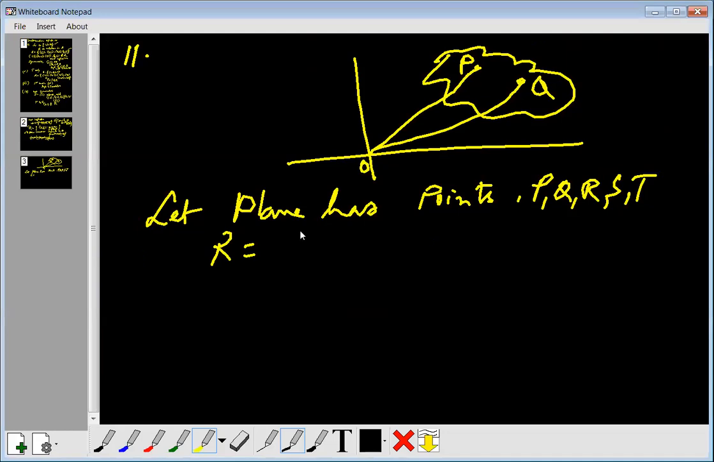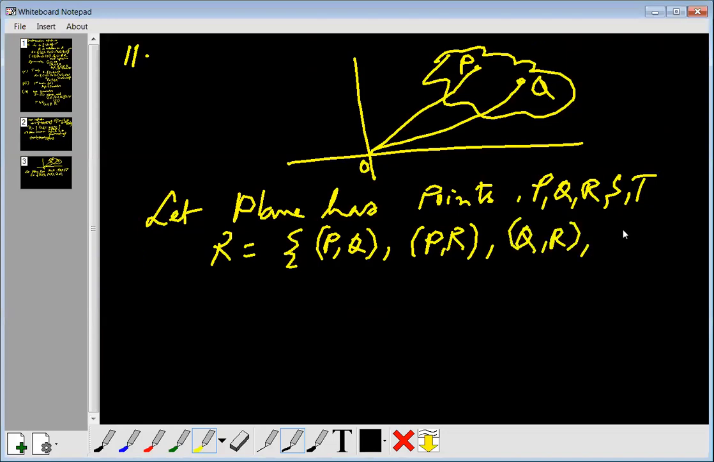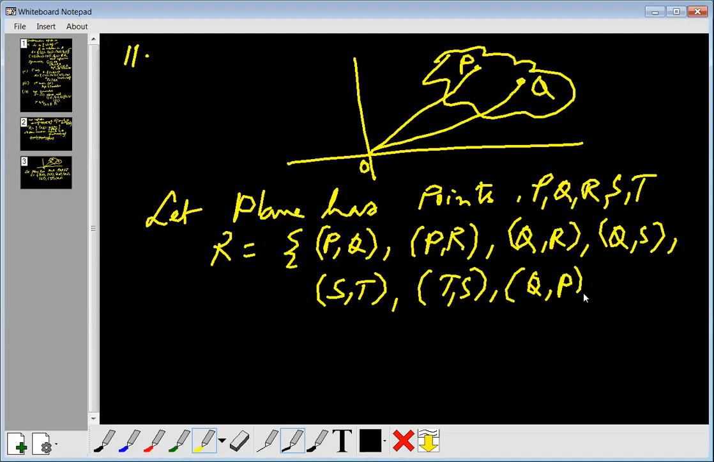The relation R, you have PQ and you have PR and you have QR and you have QS and you have ST and you have TS and you have QP, and you have RP. I'm just writing so that they are symmetric actually. And then you have RQ and you have SQ.